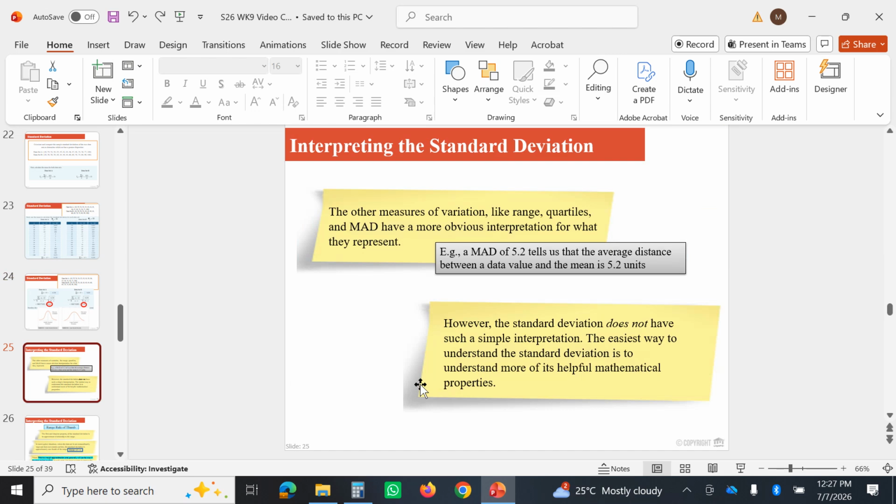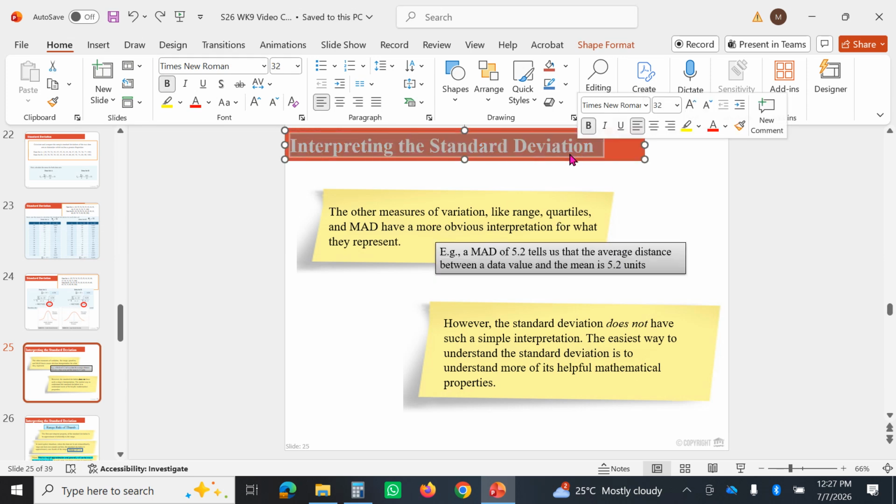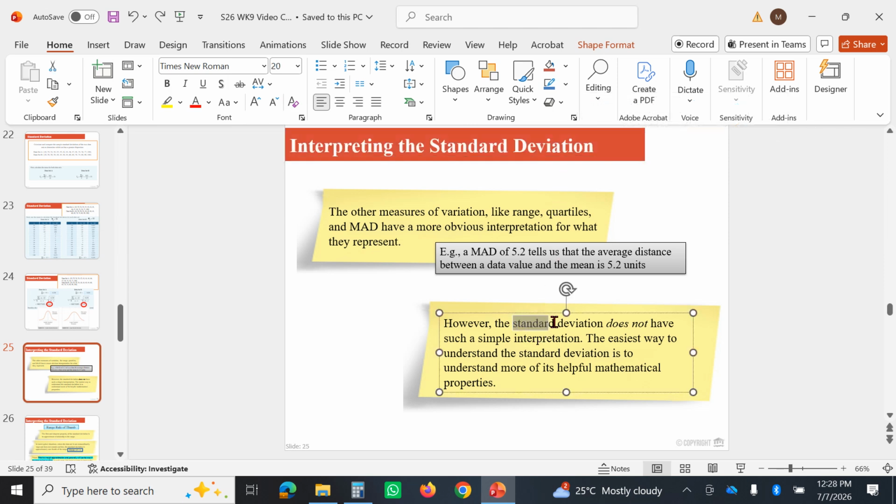The other measures of variation like range, quartiles, MAD, they have a more obvious interpretation for what they represent. Like a MAD of 5 point, I'm not interested in interpreting MAD results. The only thing I ask is that you're able to interpret the standard deviation and what it means. The standard deviation does not have a simple interpretation. The easiest way to understand the standard deviation is to understand more of its helpful mathematical properties. Okay.